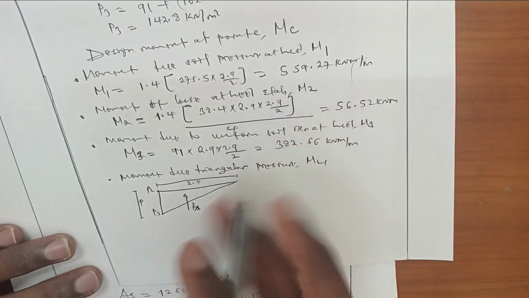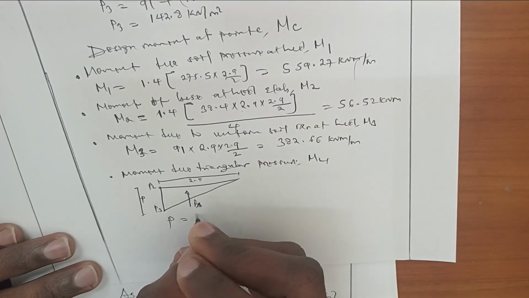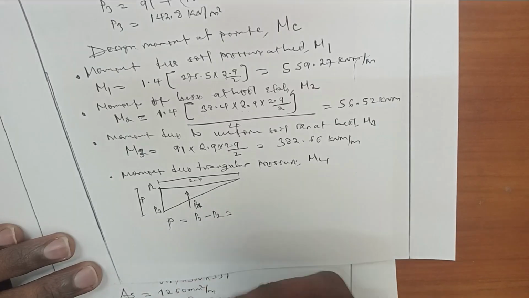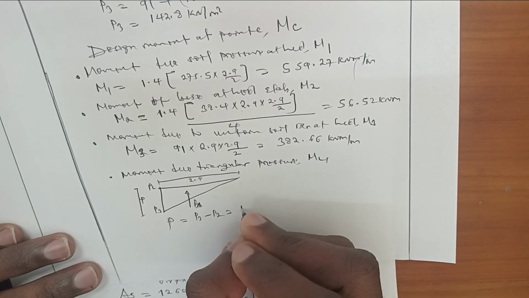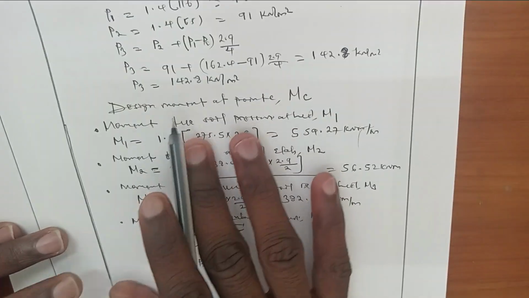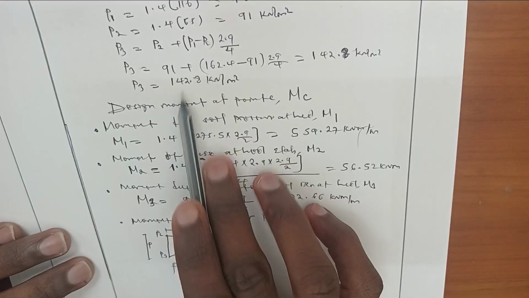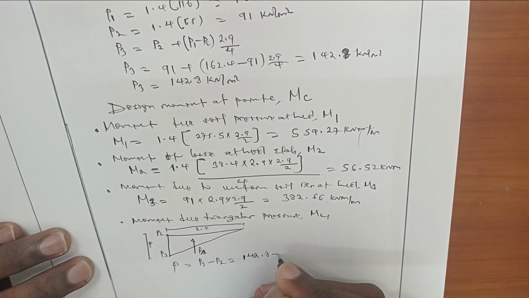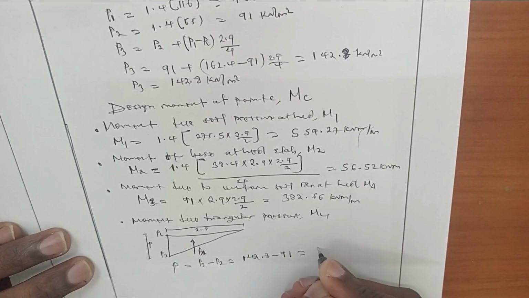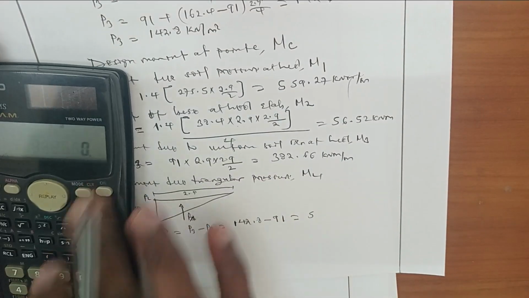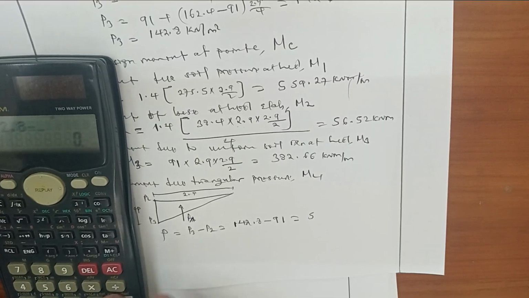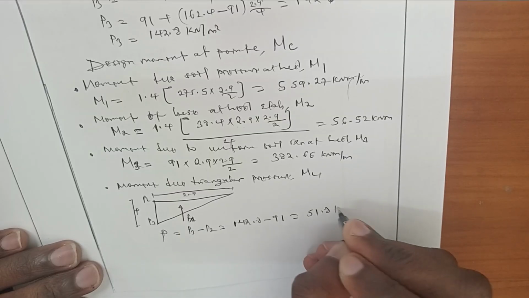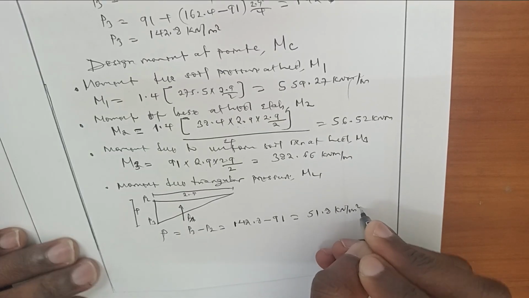This pressure is obtained by taking pressure 3 minus pressure 2. Pressure 3 is 142.8 minus pressure 2, which is 91. It will be equal to 51.8 kilonewton per meter square.